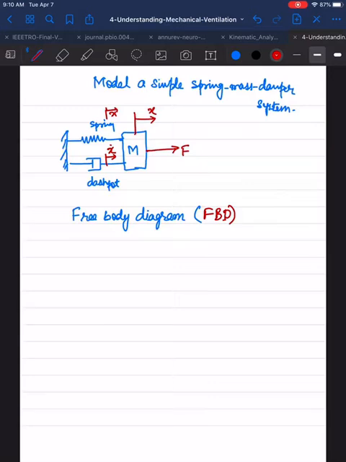So what happens? Let's suppose this is your point mass M, and you are giving an external force F in this direction. This mass will experience a left side force, F spring, equal to k times x displacement, and it will also encounter a resistive force due to the dashpot, Fd or damping force, which is equal to c times x dot.